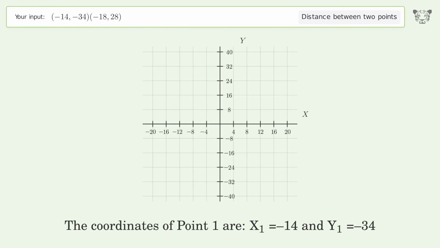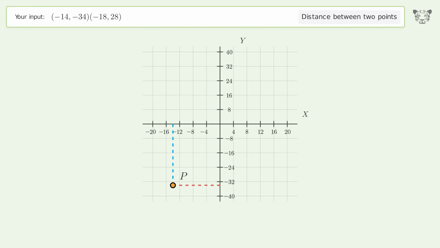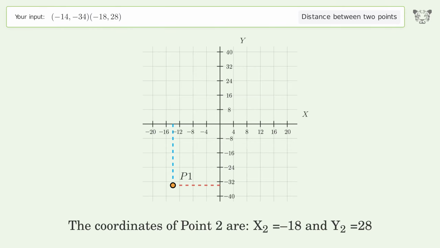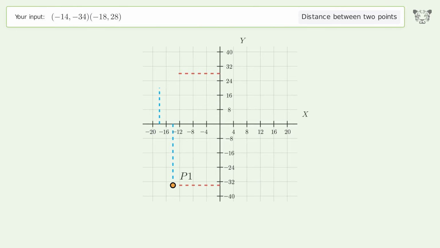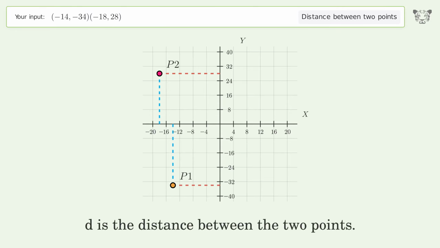The coordinates of point 1 are x1 equals -14 and y1 equals -34. The coordinates of point 2 are x2 equals -18 and y2 equals 28. D is the distance between the 2 points.